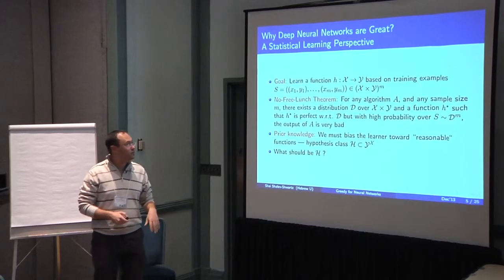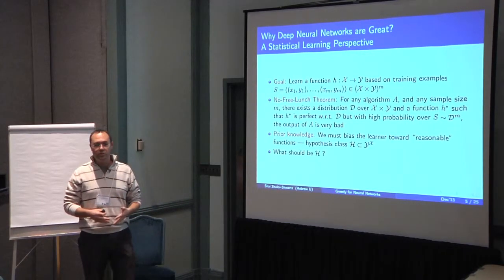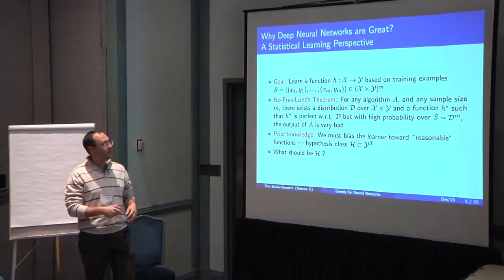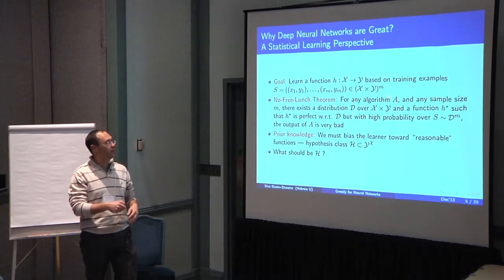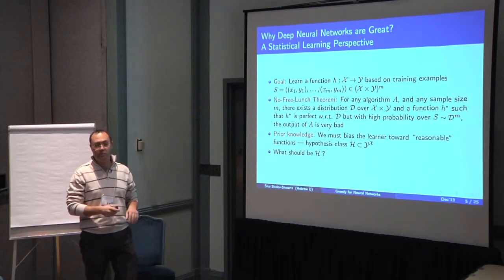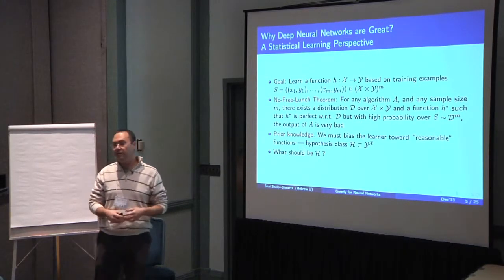This theorem tells you that no algorithm can be good with respect to all distributions, with respect to all words. So more formally, for any algorithm A and any sample size M, there exists some distribution D over X and Y. So this is our word. And the target function H star that we want to learn, such that H star is perfect with respect to D, meaning that it has a zero loss with respect to D. But with high probability over a sample of M examples, the output of A would be very bad.